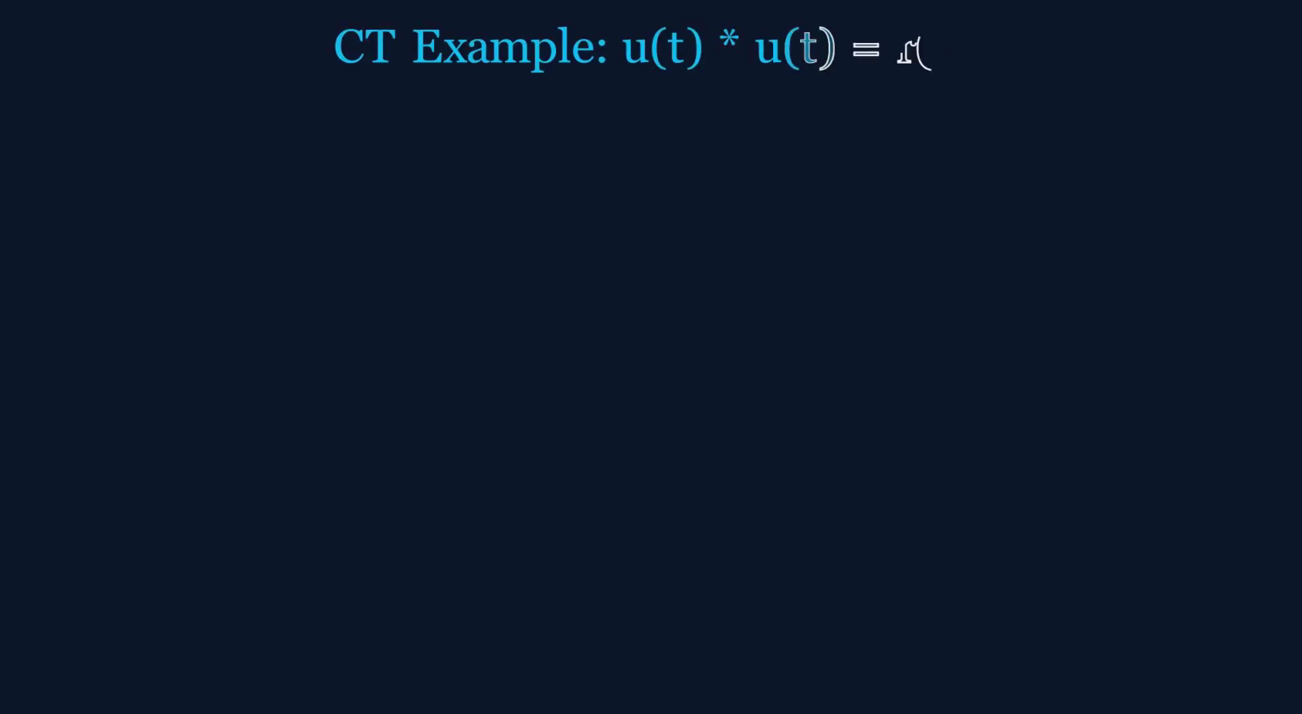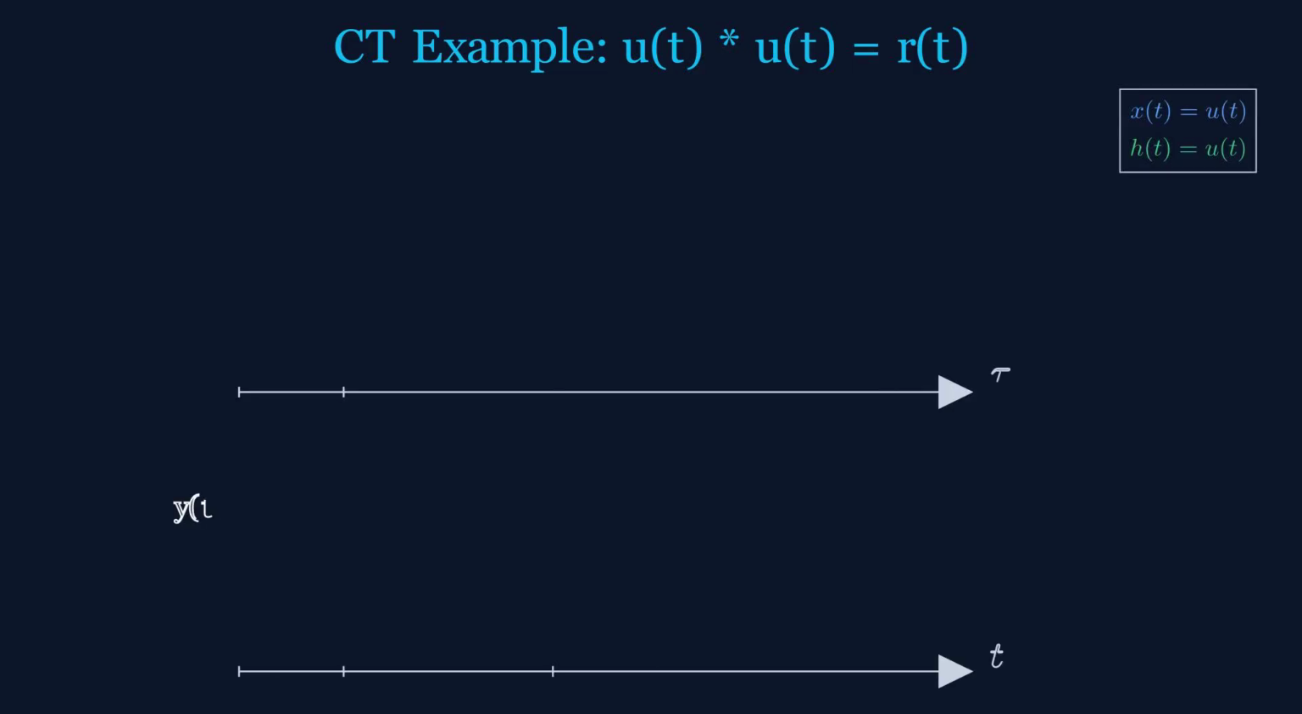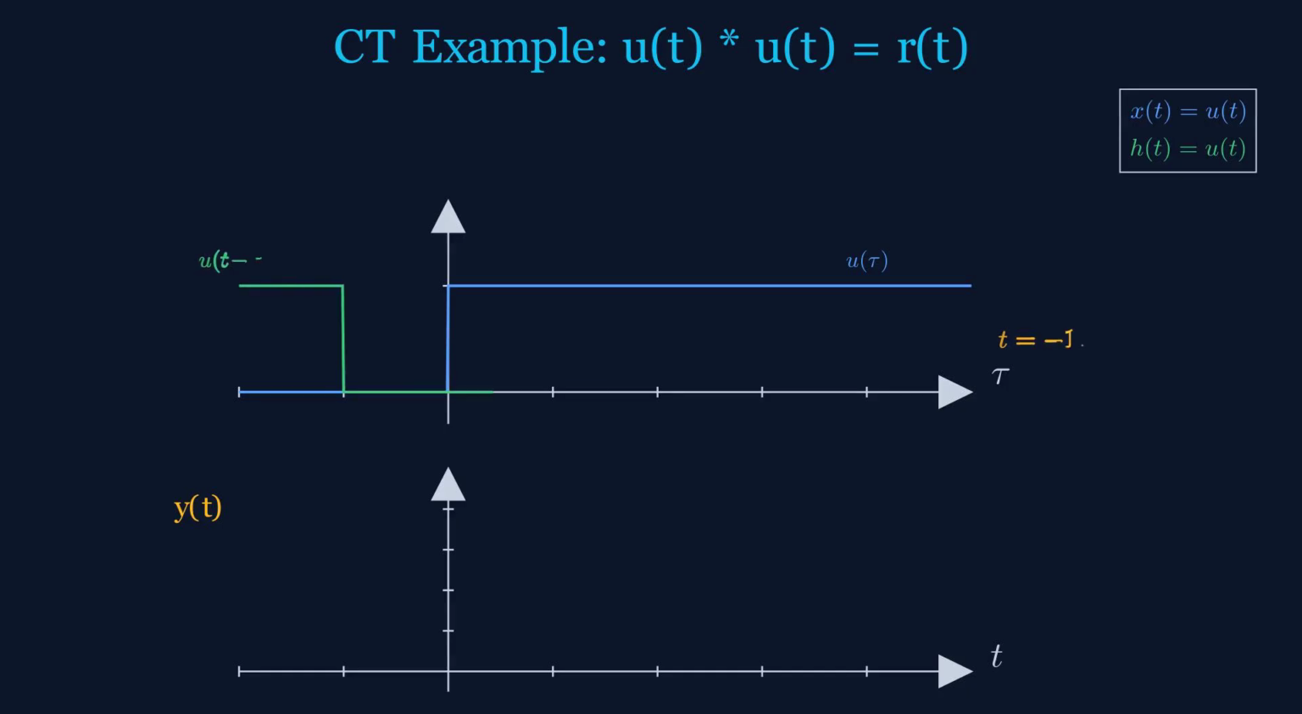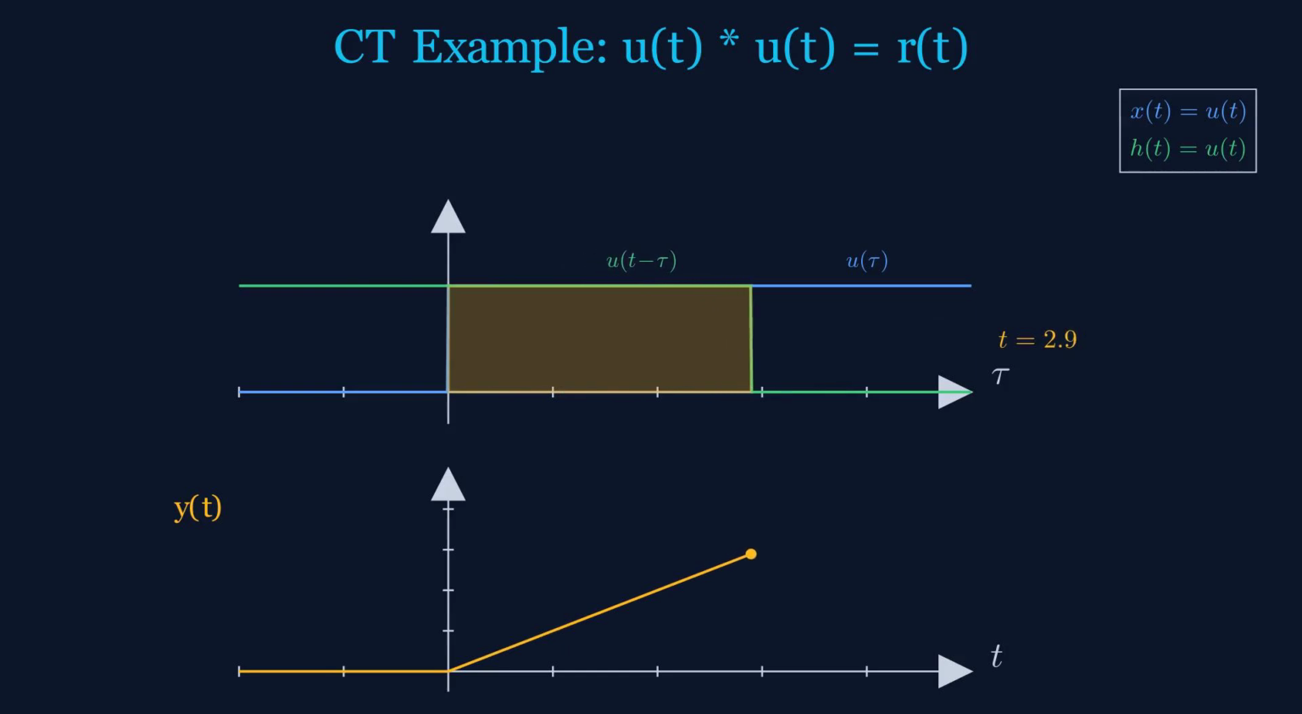Let's compute our first CT convolution. u(t) convolved with u(t). Setting up the integral, we need u(tau) times u(t - tau). u(tau) equals 1 for tau greater than or equal to 0 and 0 otherwise. u(t - tau) equals 1 when tau is less than or equal to t and 0 otherwise.